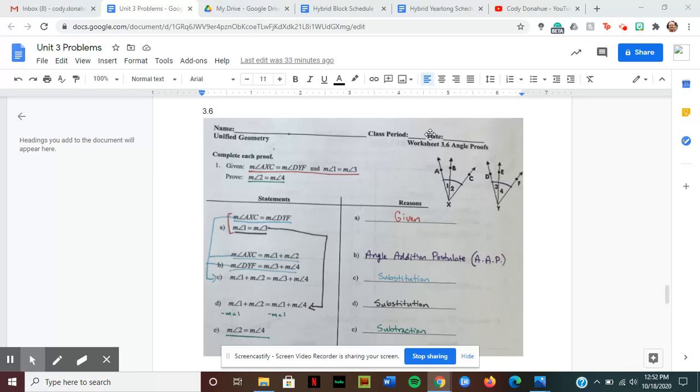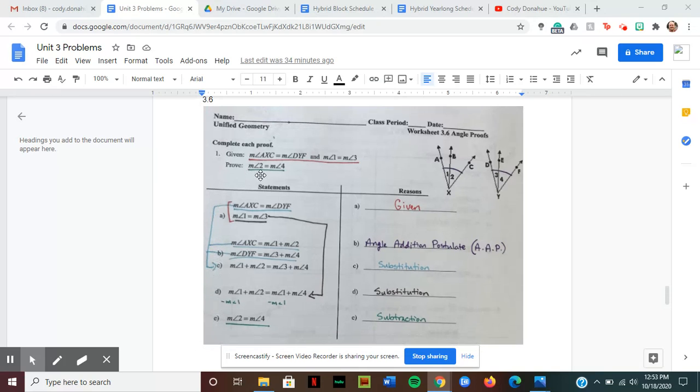All right, so let's get into number one. So number one, I am given that the measure of angle AXC, which we can see is this big angle over here, is equal to the measure of angle DYF, which is this other big angle right here. And we're also given that the measure of angle 1, this little part of this angle, is equal to the measure of angle 3, this little part of this angle, okay? So over here, and we're asked to prove that the measure of angle 2, so the bigger part of this angle, is equal to the measure of angle 4, the bigger part of this angle.